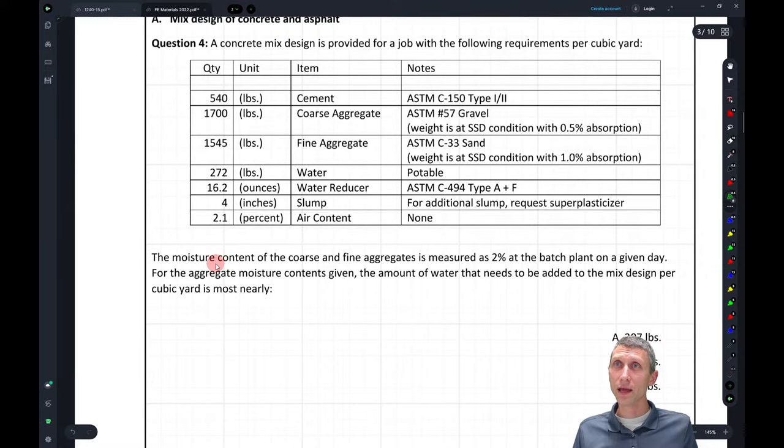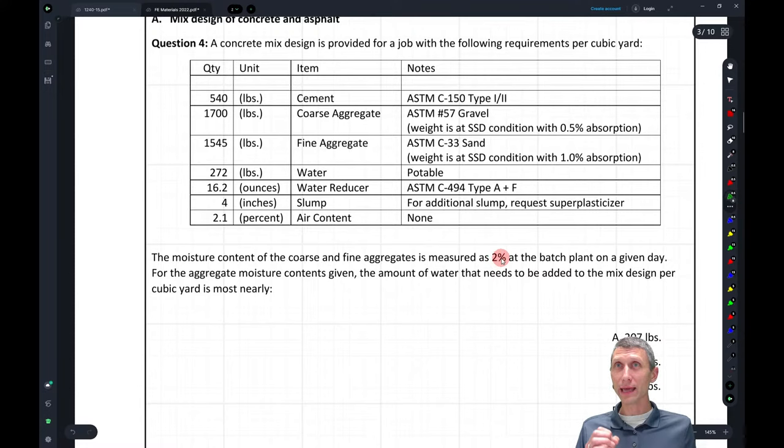It says the moisture content of the coarse and fine aggregate is measured as 2% at the batch plant, right? So where do we have this? So this is 2% at the batch plant.